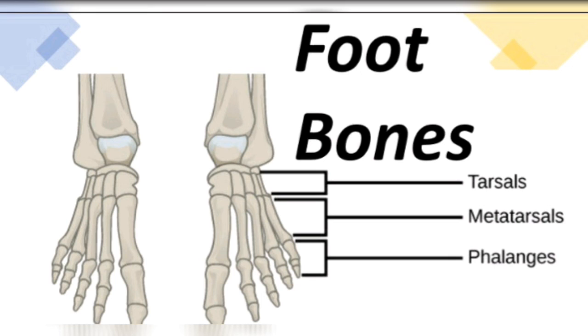Now we will study about the foot bones. The foot bones starts from the ankle. So the ankle's bones are called tarsals. Then comes the space between ankle and toes which are made up of 5 longer bones which are known as metatarsals. And then come the toes and they are made up of the bones called phalanges.